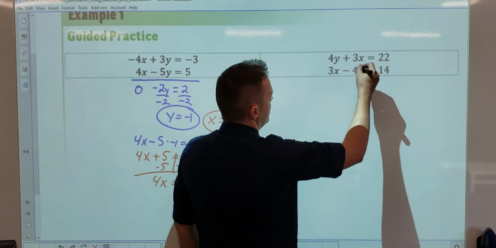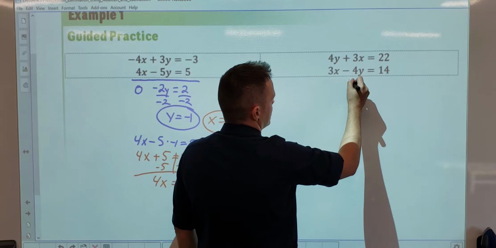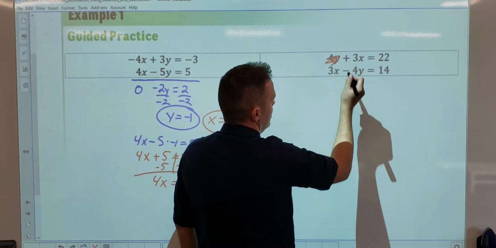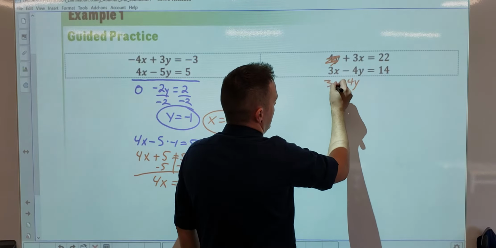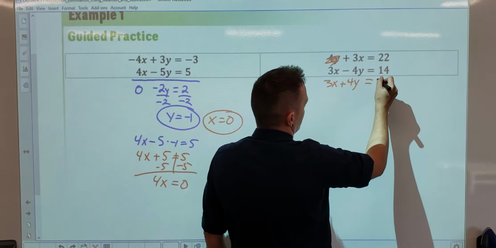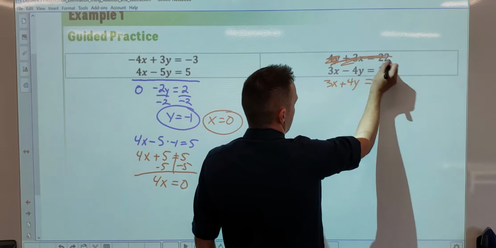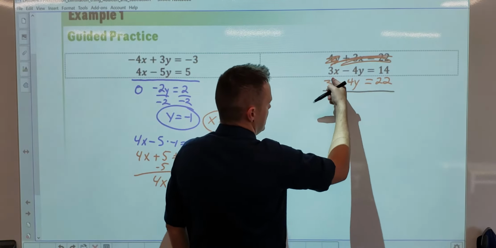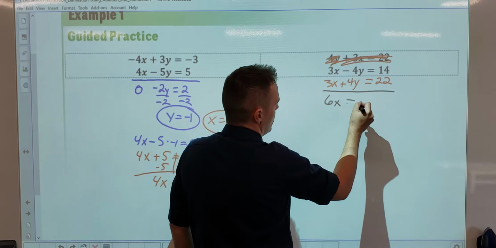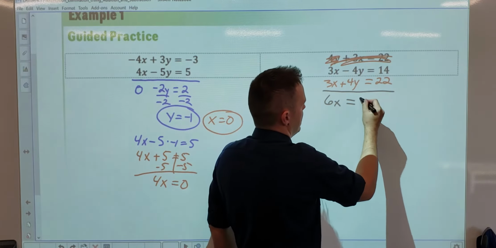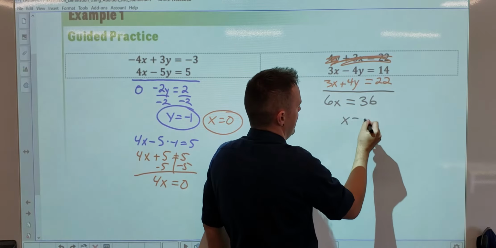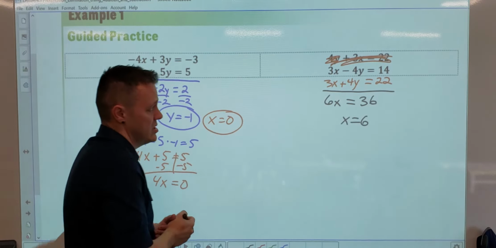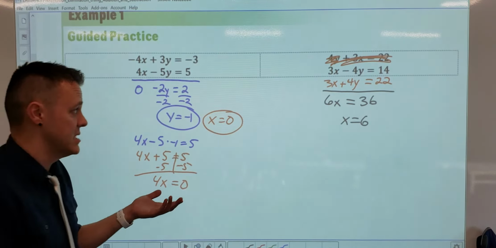On this one here, you're going to have to rewrite it again. So this is going to be 4y right here. And this is going to be 3x right there equals 22. So scratch that off. And you can see what you eliminate here. So this is going to be 6x equals, that's 0. That will be 36. Divide that. X is 6. Most of you guys should know 36 divided by 6 is that.